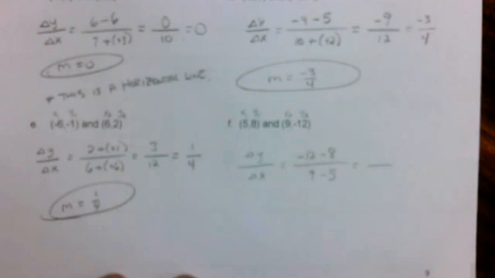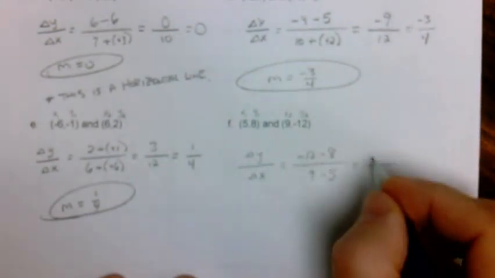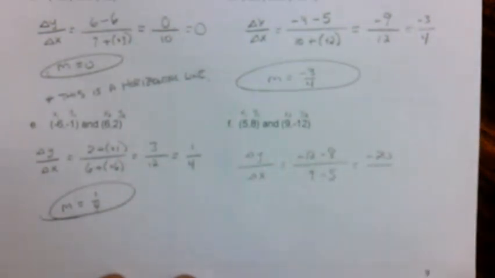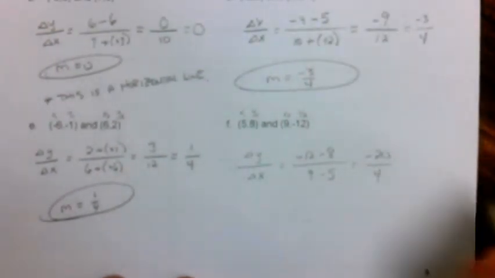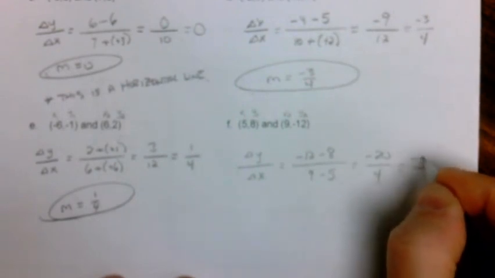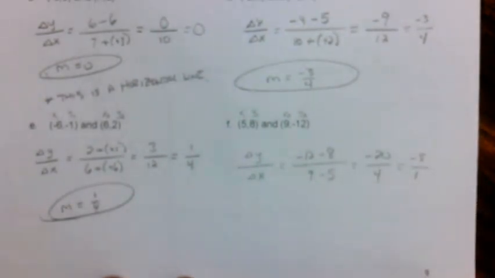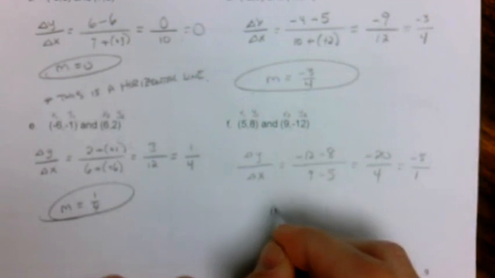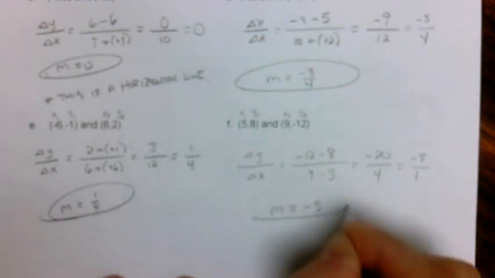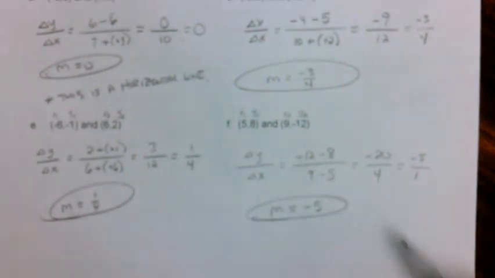Now when we evaluate these, negative 12 minus 8 is negative 20. 9 minus 5 equals 4. And so we get negative 20 over 4, which simplifies down to negative 5 over 1, which is just negative 5. And so the slope of this line, m equals negative 5. And since it's negative, that means the line is decreasing as you move from left to right.